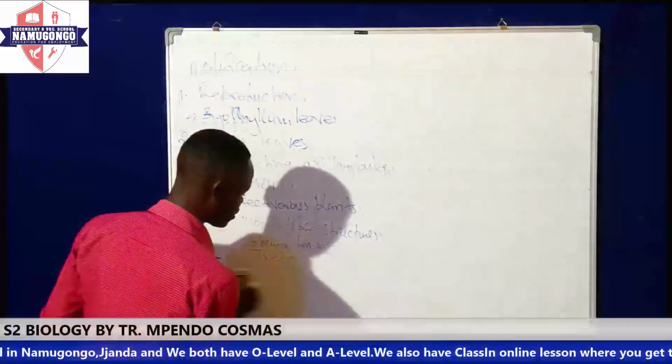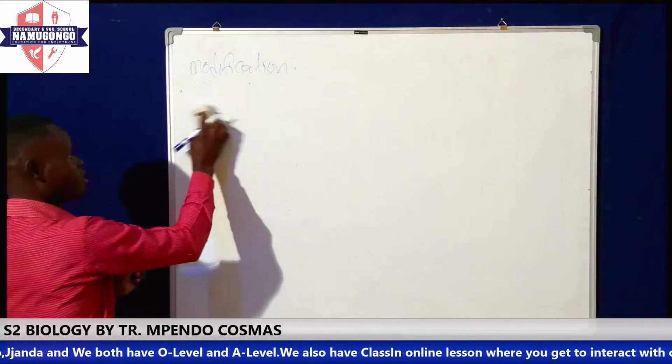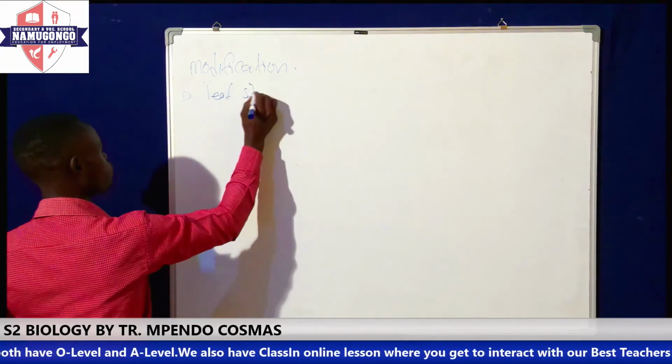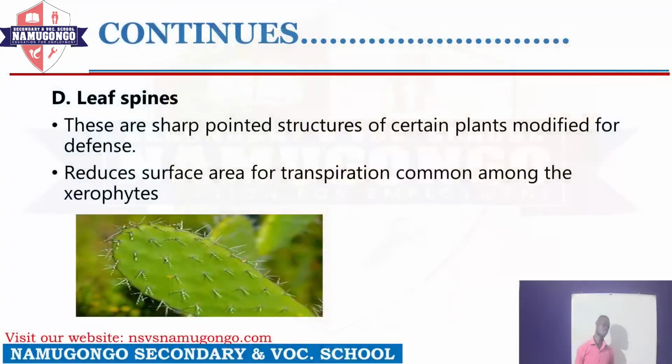Then the other modification that we can think of, the fourth one, is the so-called leaf spines. What are leaf spines? Leaf spines are sharp, pointed structures commonly found in certain plants, and they are normally responsible for defense.